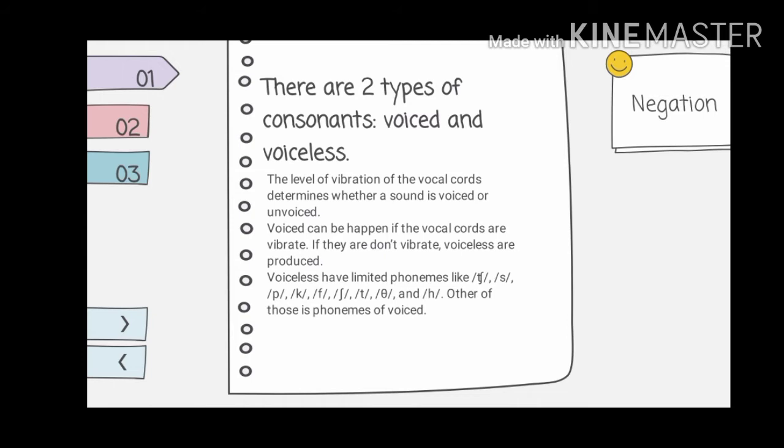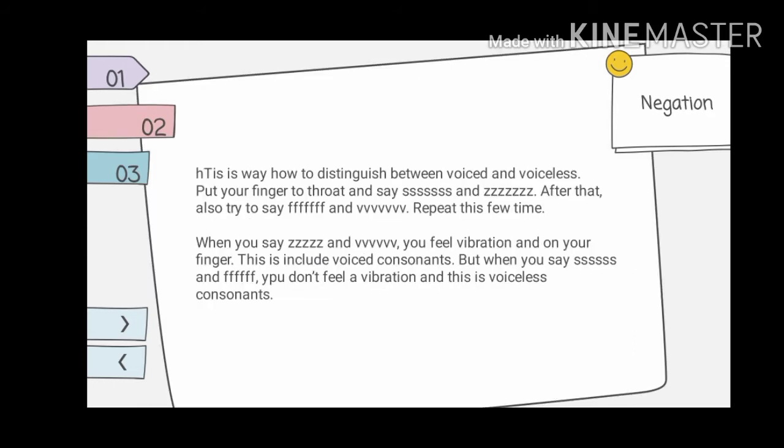Voiced can happen if the vocal cords vibrate. If they don't vibrate, voiceless sounds are produced. Voiceless has limited phonemes like s, p, k, f, t, and h. Others are phonemes of voiced. This is the way to distinguish between voiced and voiceless.